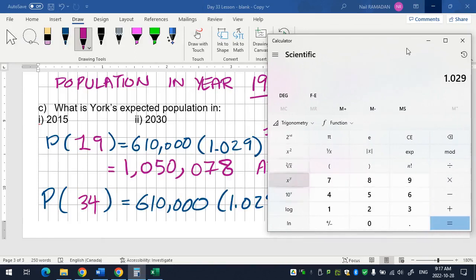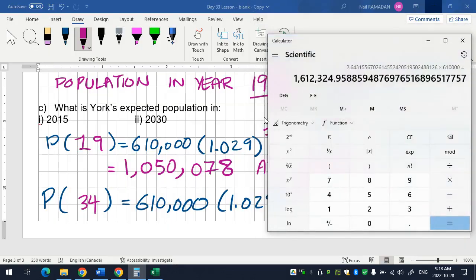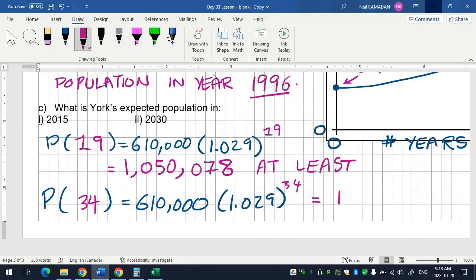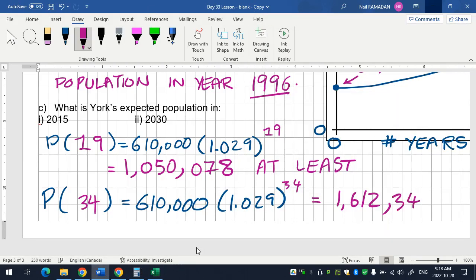1.029 to the power of 34 times 610,000. Again, do not read the decimal part. Just read the whole number part. 1,612,000 and at least 324, because we cannot say for sure we're going to have 325 people. So 1,612,324.